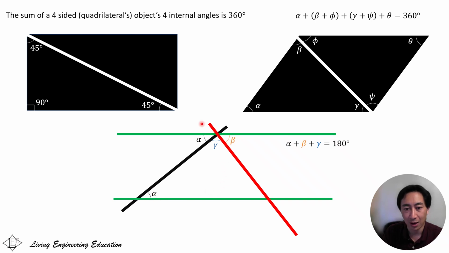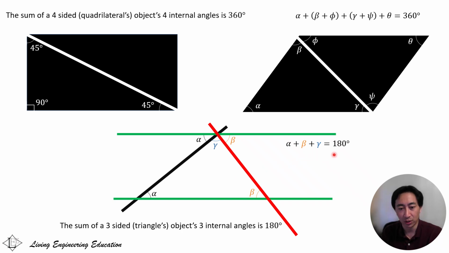Similarly, we can look at this red line intersecting these two green lines, and then we have beta. This is beta, this is beta, this is beta, and this is beta. So I have alpha, gamma, and beta as my internal angles of my triangle, and alpha, beta, gamma as my angles of a straight line, so we know it's equal to 180 degrees. Therefore, any triangle is going to have an internal angle sum of 180 degrees.